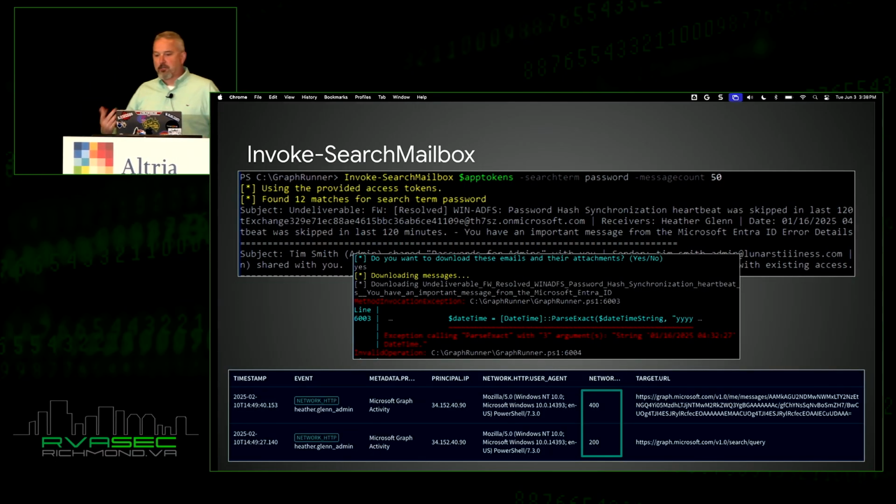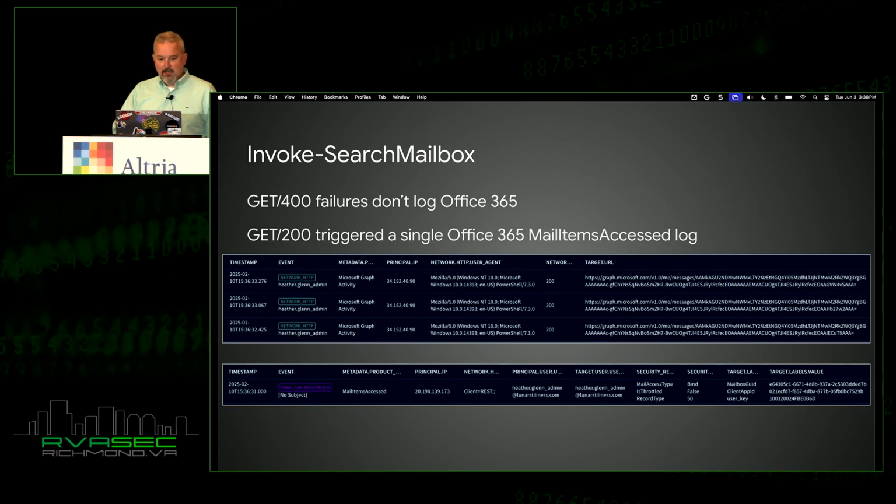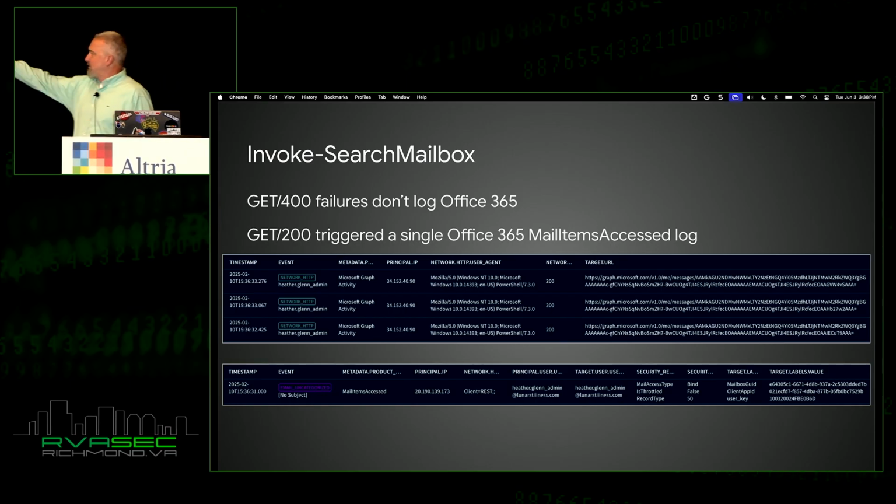If I want to search a mailbox, I could search for a term inside of a mailbox. Again, more logging associated with that. If it is successful, the query itself is a 200. If I start trying to go into the messages themselves and I get an error like this, you could get a 400 message. So again, graph activity gives me a little bit more high fidelity logs as I'm poking around inside of that. Outlook 365 mail items accessed does not. In fact, the 400 failure that I showed there doesn't log in O365. The 200 will trigger that mail item accessed, okay?